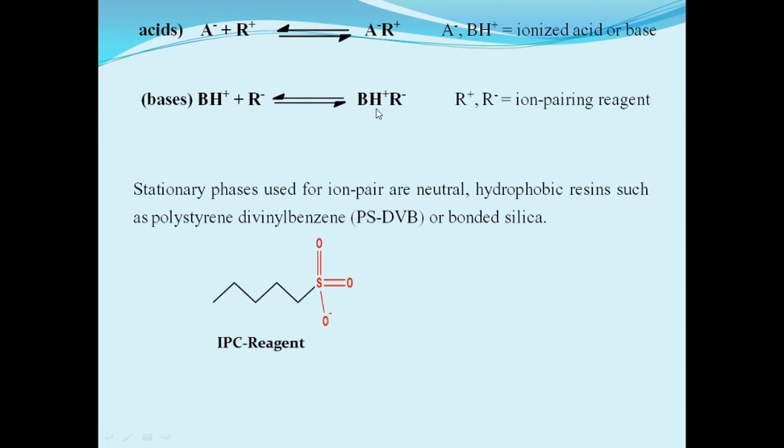It gives, reversibly, BH plus R minus. Stationary phases used for ion pair chromatography are neutral, hydrophobic resins such as polystyrene divinyl benzene or bonded silica. This is the ion pair chromatography reagent.